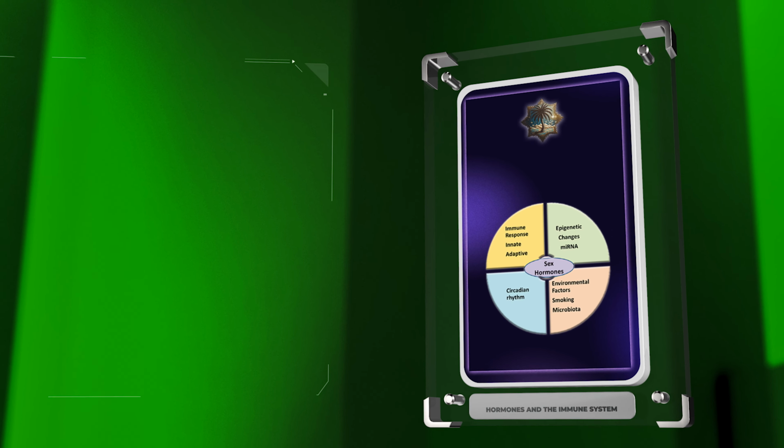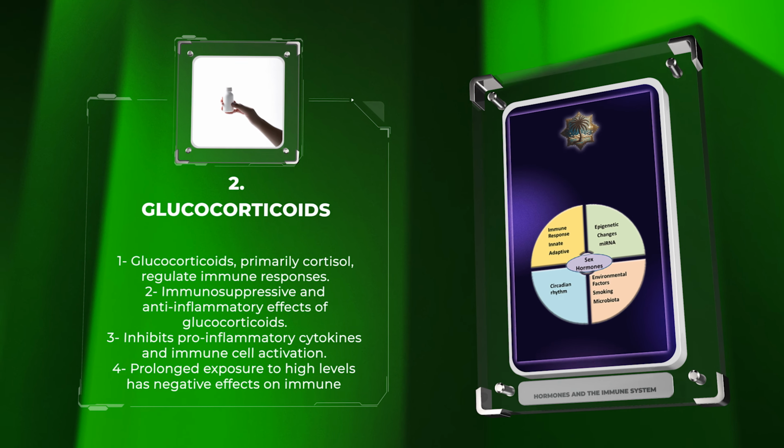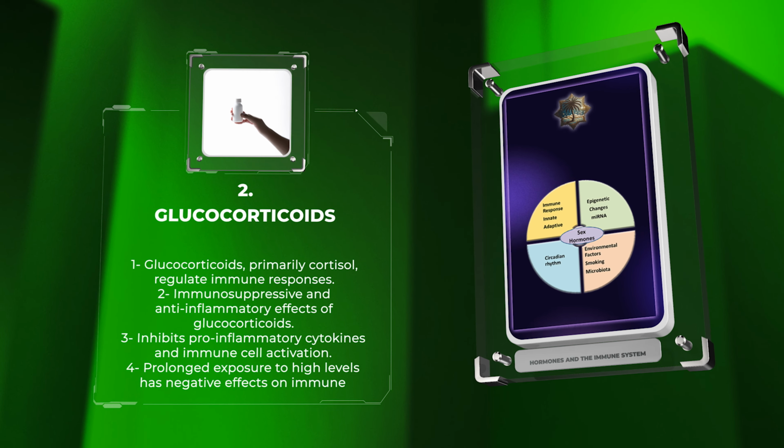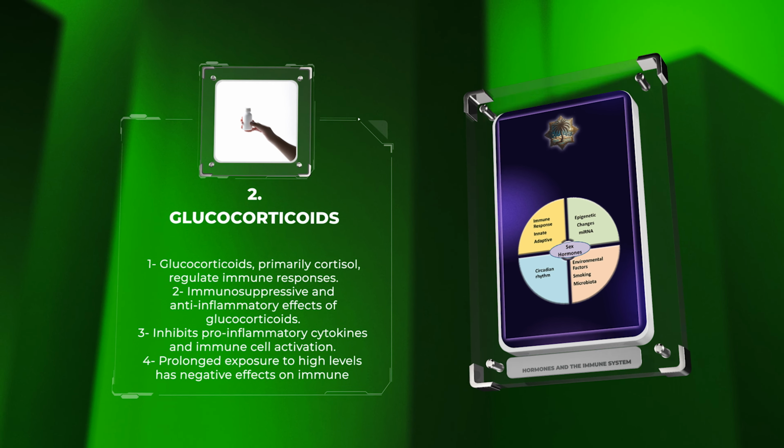Glucocorticoids, primarily cortisol in humans, play a pivotal role in regulating immune responses. These steroid hormones, synthesized and released by the adrenal glands in response to stress, exert both immunosuppressive and anti-inflammatory effects. Glucocorticoids inhibit pro-inflammatory cytokines and immune cell activation while promoting anti-inflammatory mediators. However, prolonged exposure to high levels of glucocorticoids can lead to immune suppression, increasing the susceptibility to infections and impairing wound healing.